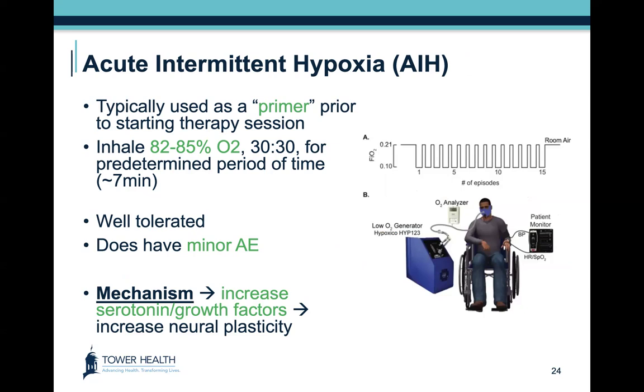So basically what it is, you are deliberately inducing a hypoxic environment. Ideally between 82 to 85% O2 is inhaled. You can see here in the diagram, the patient can just sit there in their wheelchair. And theoretically, that will increase levels of serotonin, and the results are kind of varied, but you'll at least have some kind of improved motor function acutely.